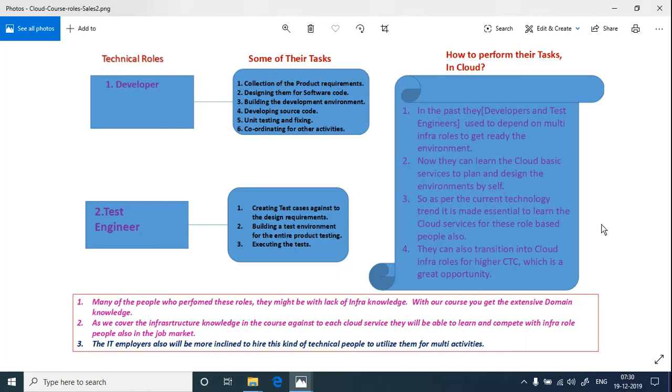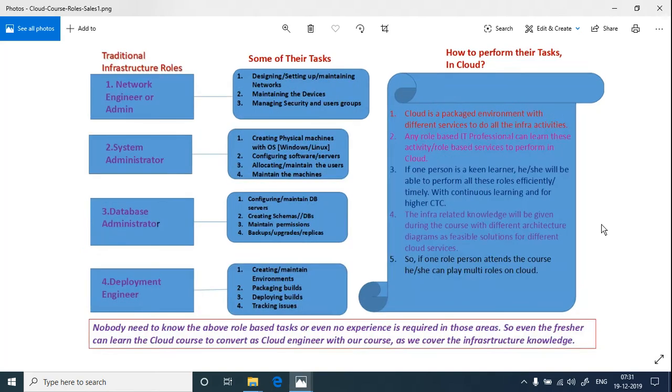So far we have seen different roles in IT, what are all the low-level tasks they have been doing in the traditional setup, and how we can do their role-based tasks using AWS as a cloud engineer. So whatever role you take, you will be able to perform very well by understanding the tasks in each area, in each role.